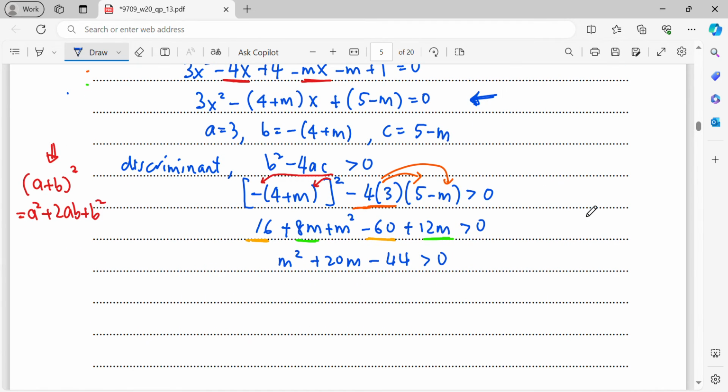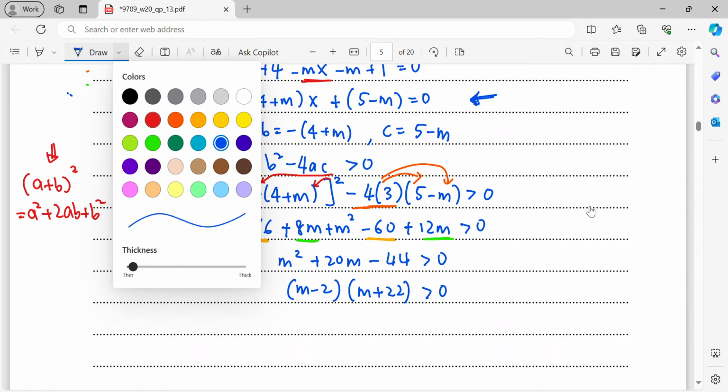Okay, so again, this quadratic equation, you can either factorize or you use a calculator to get the factors, right? Therefore, I will be getting m minus 2 times m plus 22 greater than 0. Now, we need to get the m. What to do is, you look at this graph.